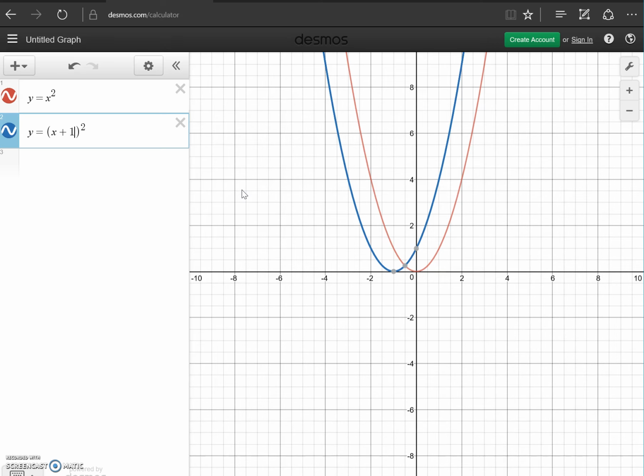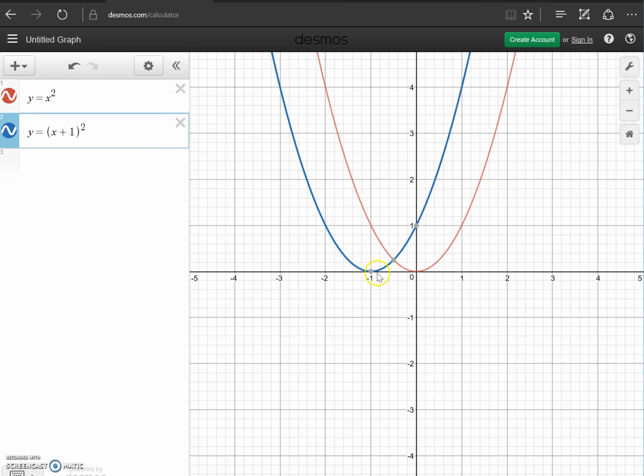Now the question is, how much did it move? It moved obviously to the left. How much to the left? Well, if we look at this point right here, we were at the point 0, 0. And now this point right here becomes -1, 0. Let me zoom in here so we can see, and it looks like it moved over 1 unit to the left, right? That's interesting because I put a positive 1 there, but it ended up translating the graph 1 unit to the left.